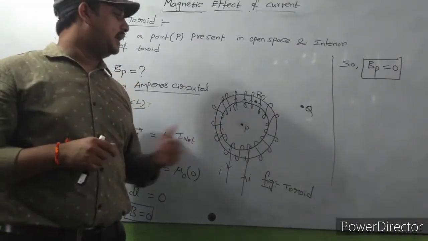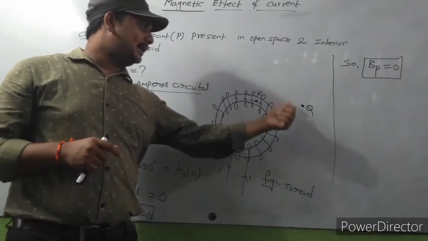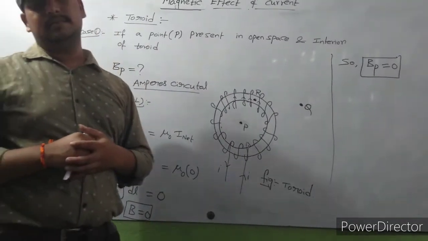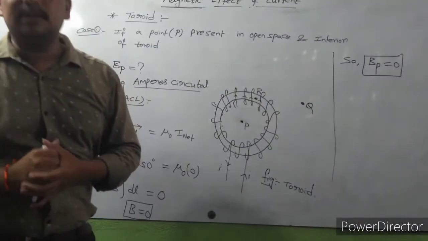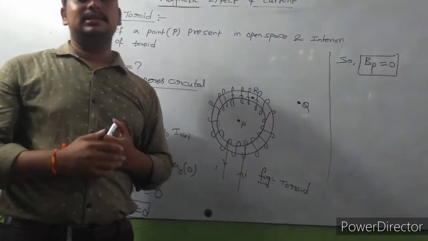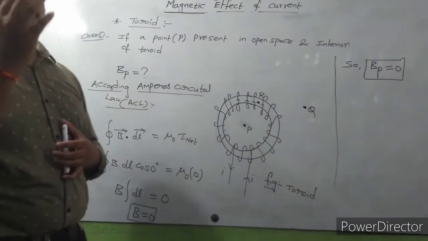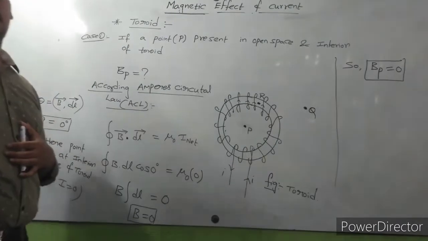That magnetic field is acting on point P, that is acting on Q, that is acting on R. How to find magnetic field? For finding magnetic field, we had two laws. One is Biot-Savart's law, another one is Ampere's circuital law. Here I am choosing Ampere's circuital law.